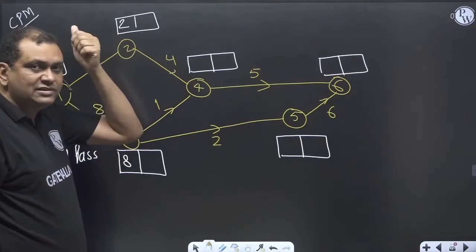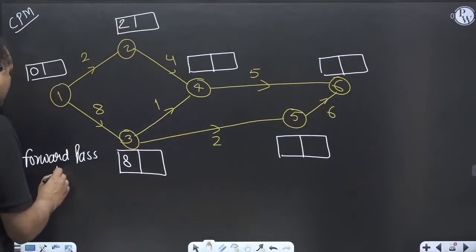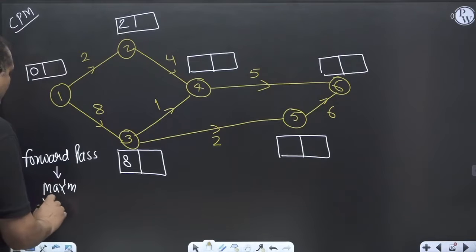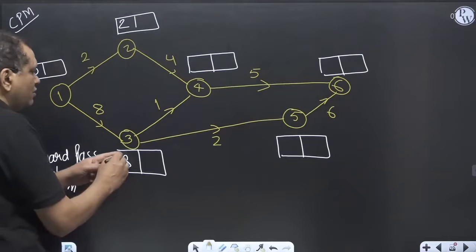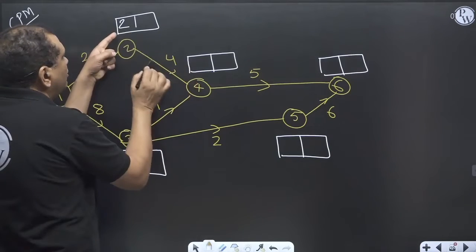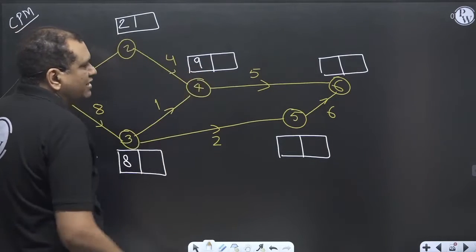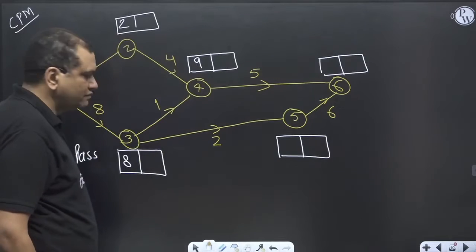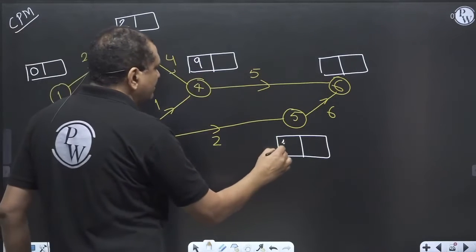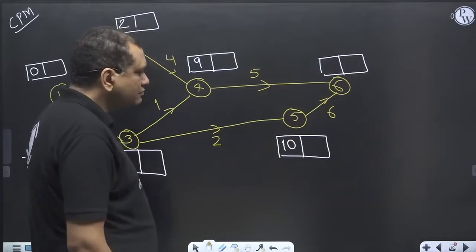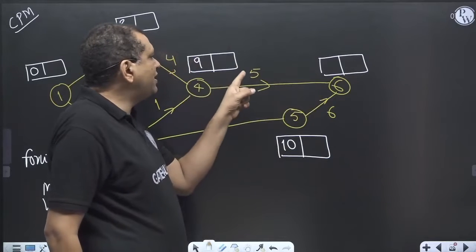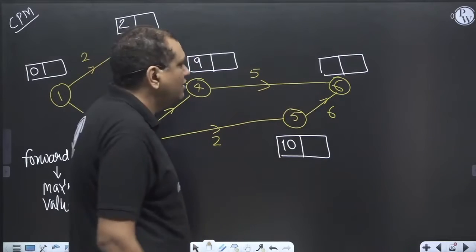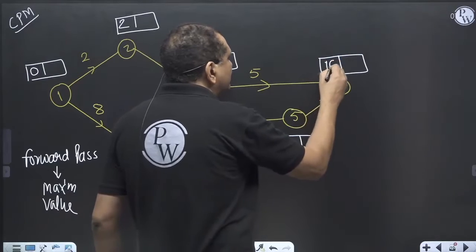In the forward pass, I take the maximum value. So 8 plus 1 is 9, 2 plus 4 is 6. So I will take 9 because 9 is higher. 8 plus 2 is 10. 10 plus 6 is 16. 9 plus 5 is 14. I will take the higher one, 16.